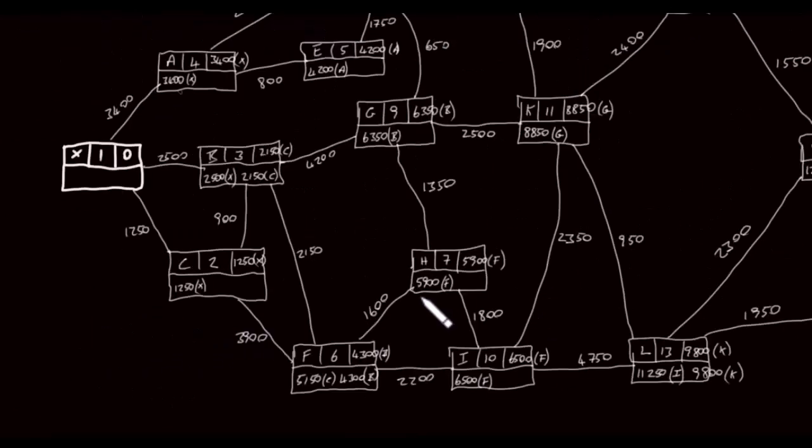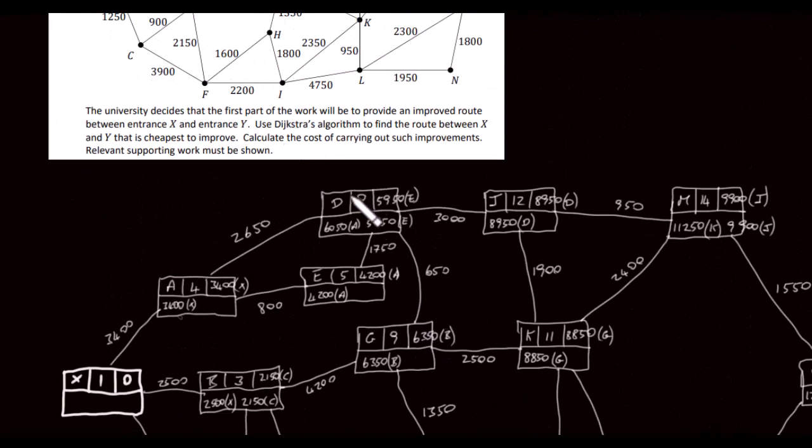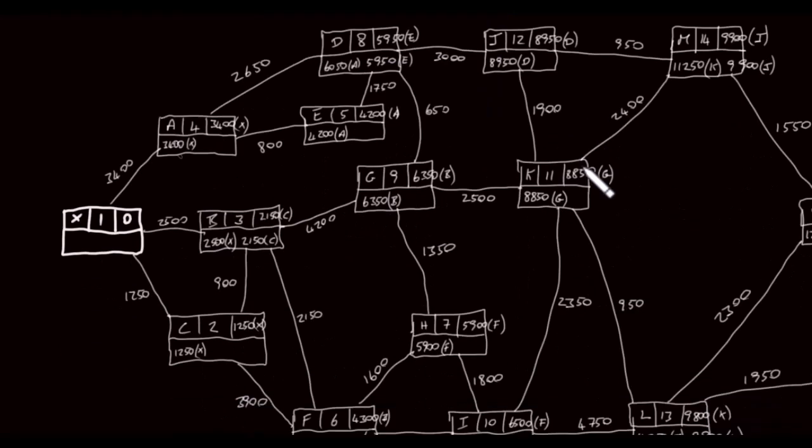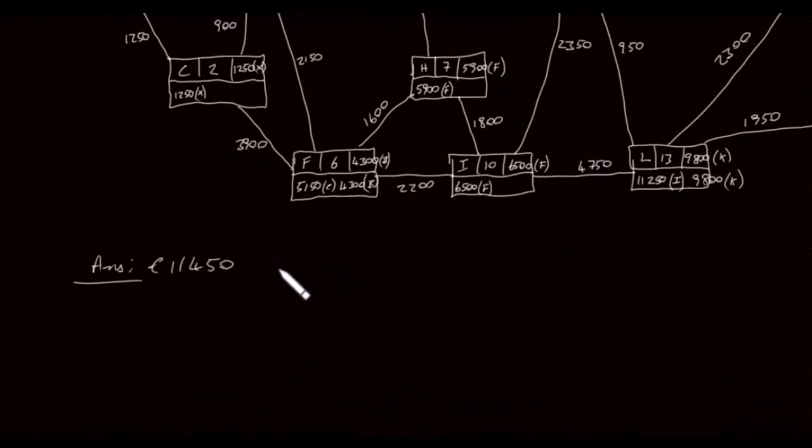Now, did we have to do anything else? Let me see. Use this now to find the route between X and Y that is the cheapest to improve. So we've got to write down the route as well, calculate the cost as well. Okay, so let's do that. So we have the cost. The route then is going to be.